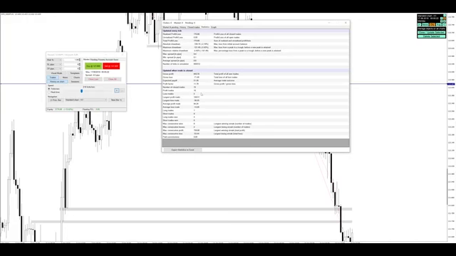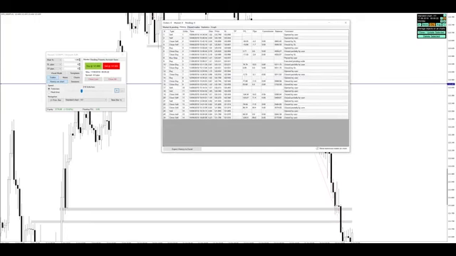I think even a 10% return is pretty good. 10% a week, 15% a week. Yeah, I think it's really nice.